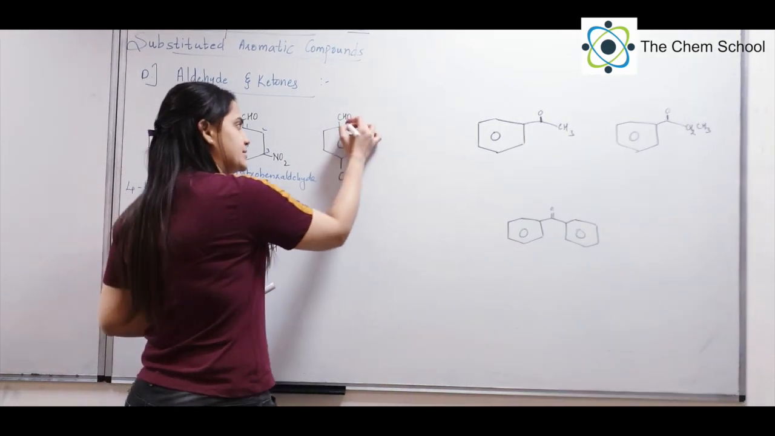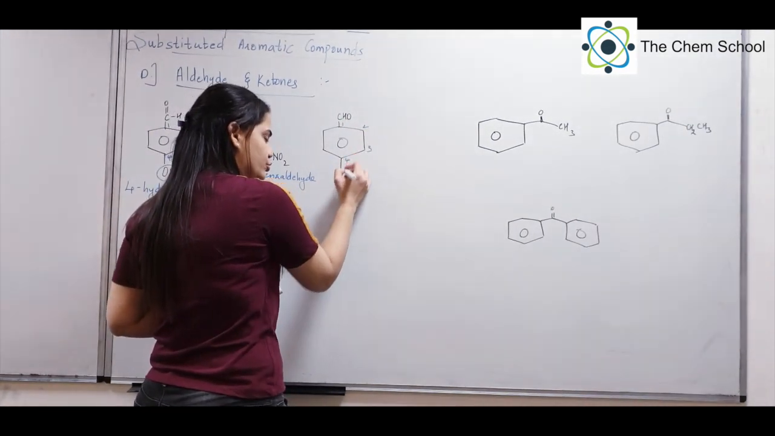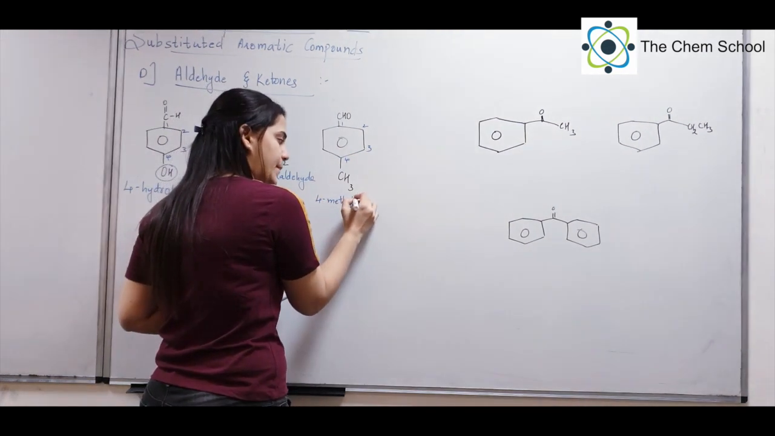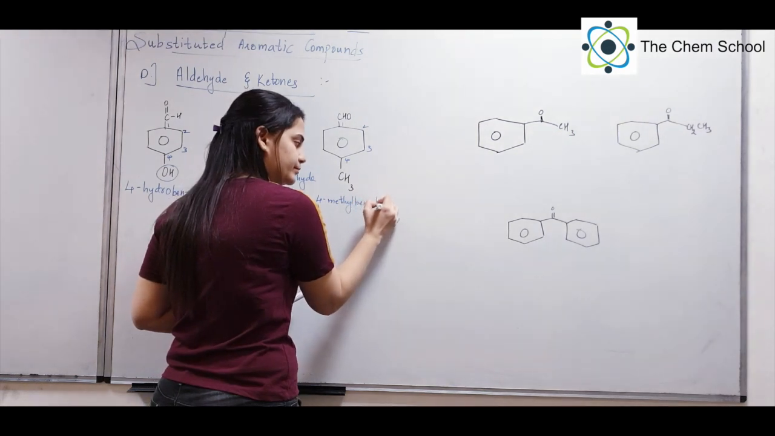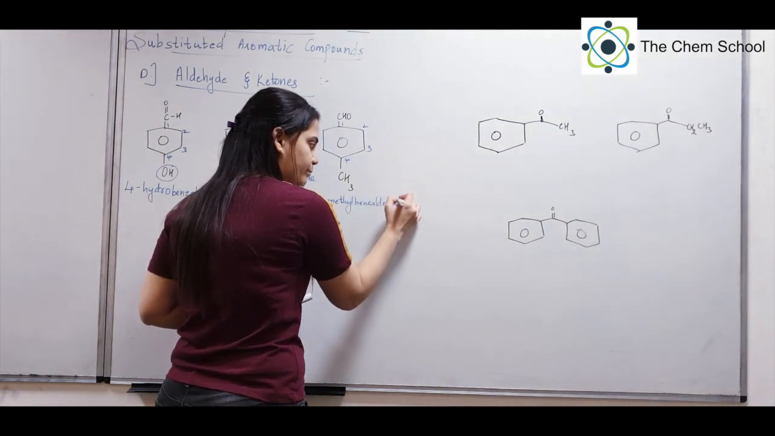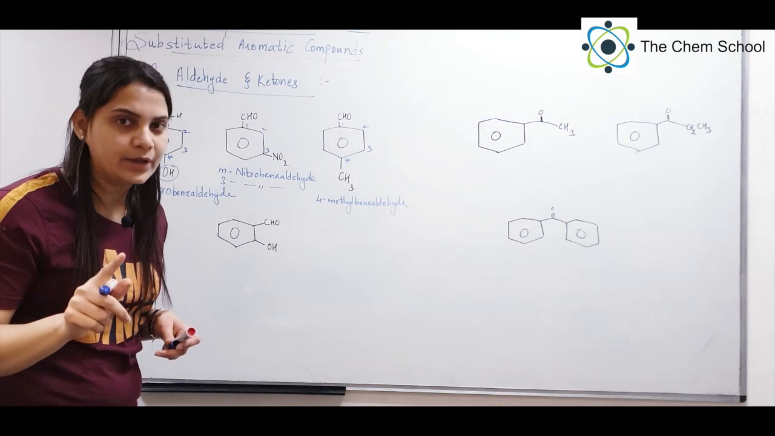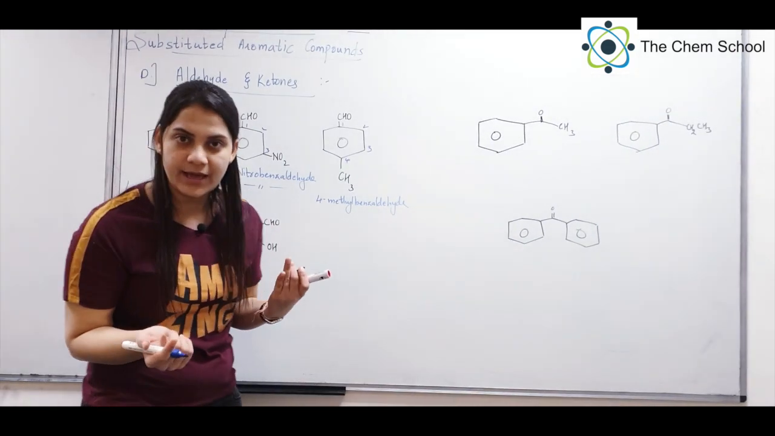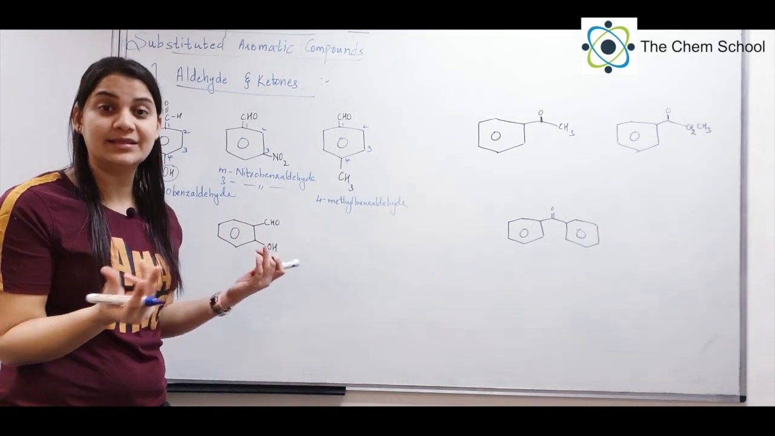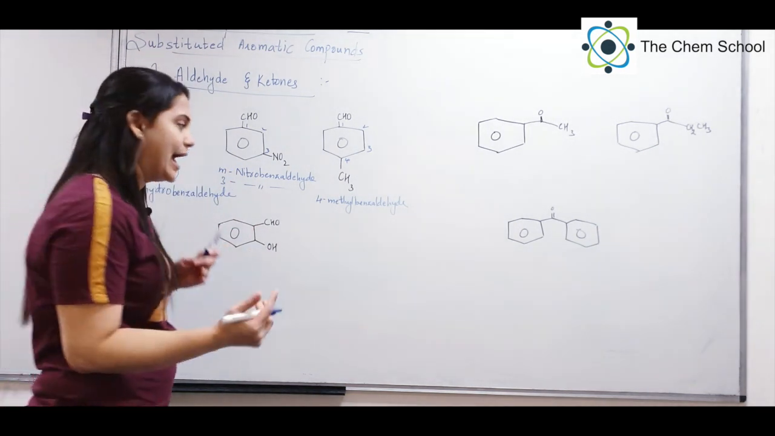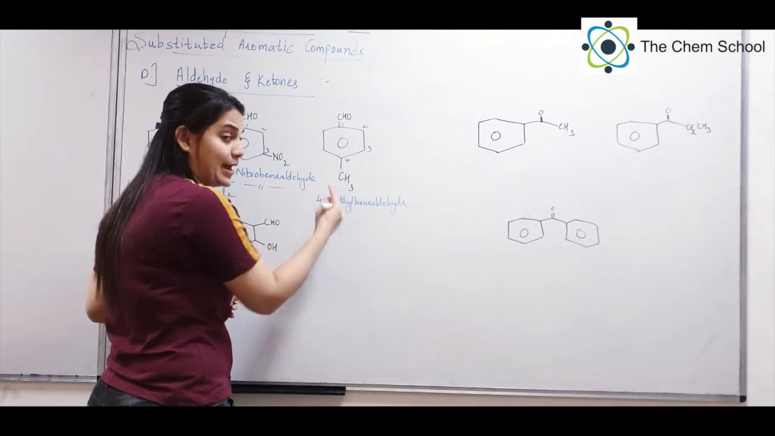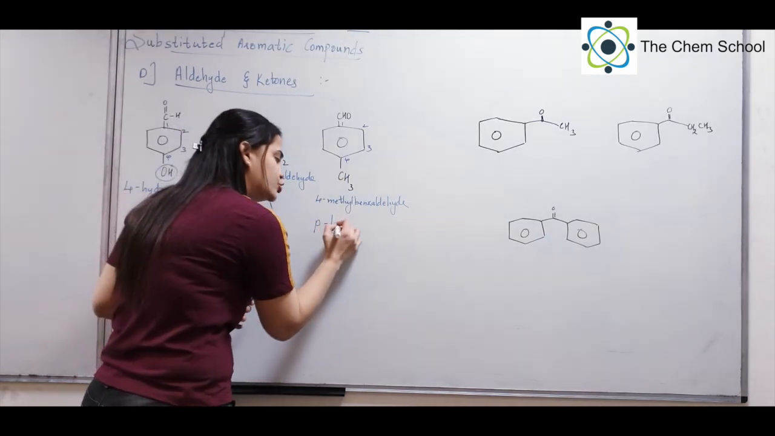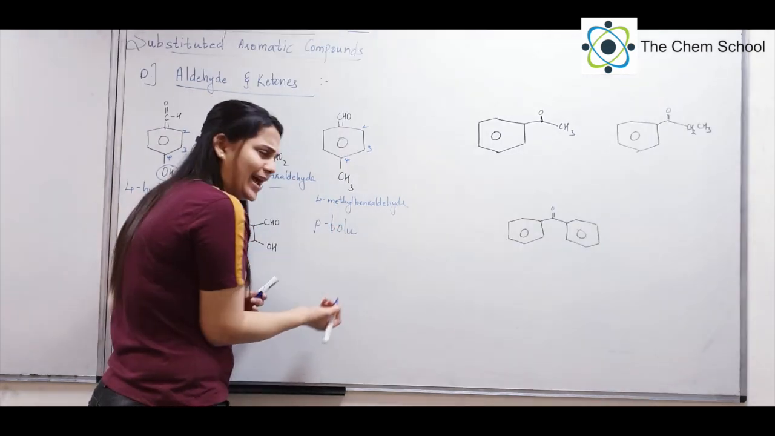Have a look at the next one. If I say this is 1, 2, 3 and 4, you can say it is 4-methylbenzaldehyde, or this structure has one more name, that is tolualdehyde, because benzene with CH3 is toluene, right, and benzene with CHO is benzaldehyde. So you can club those names together. Because they are para to each other, you have to say para, and then you can say tolu and just write aldehyde.